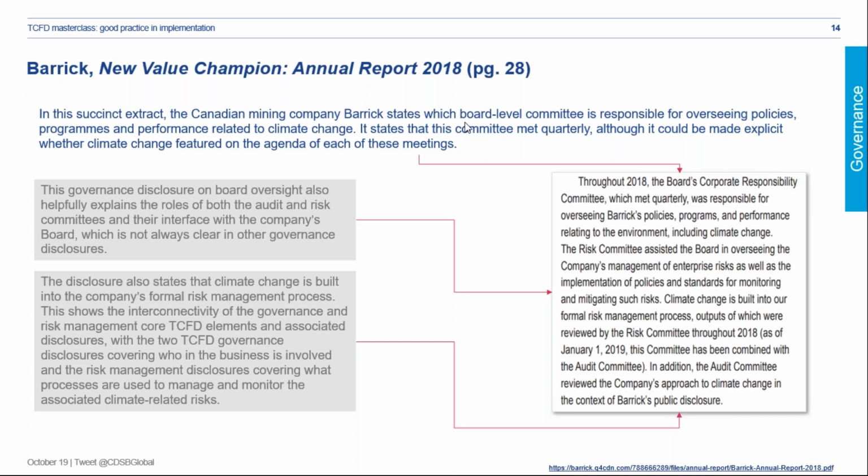In this first example, we look at Canadian mining company Barrick. We like this example because it clearly states that the board has oversight of climate-related risks and opportunities. And it also explains the roles of the audit and board committees, which is something we don't see in a lot of disclosures. The second thing that this example does is it connects who is involved with how they manage such risks. For example, the risk committee assists the board in overseeing the company's management of enterprise risks. And we like that climate change is built into existing risk management processes, again, as advocated by the TCFD.